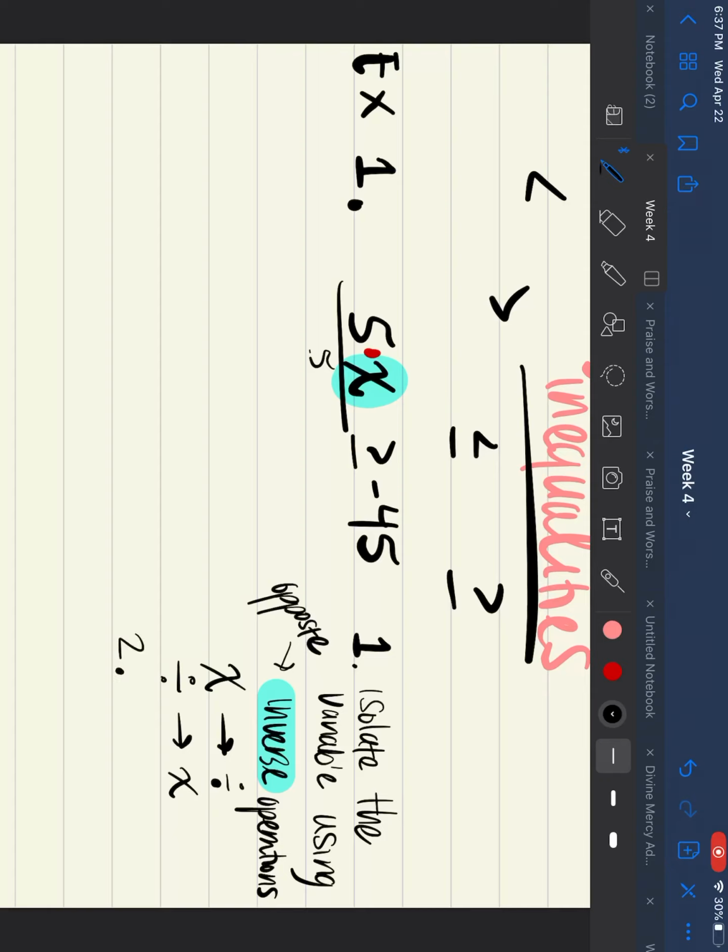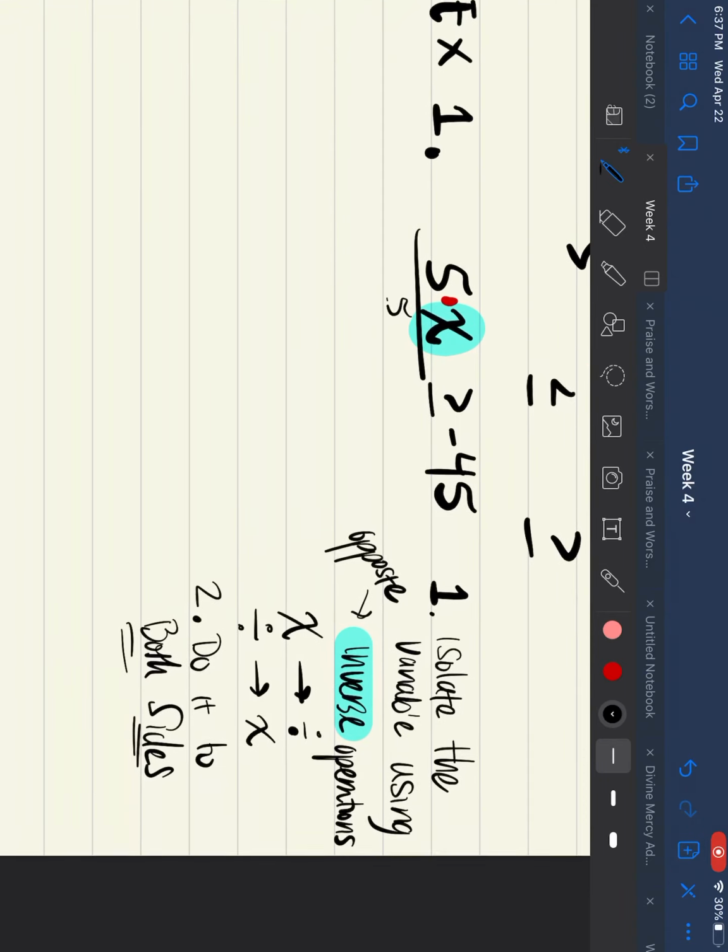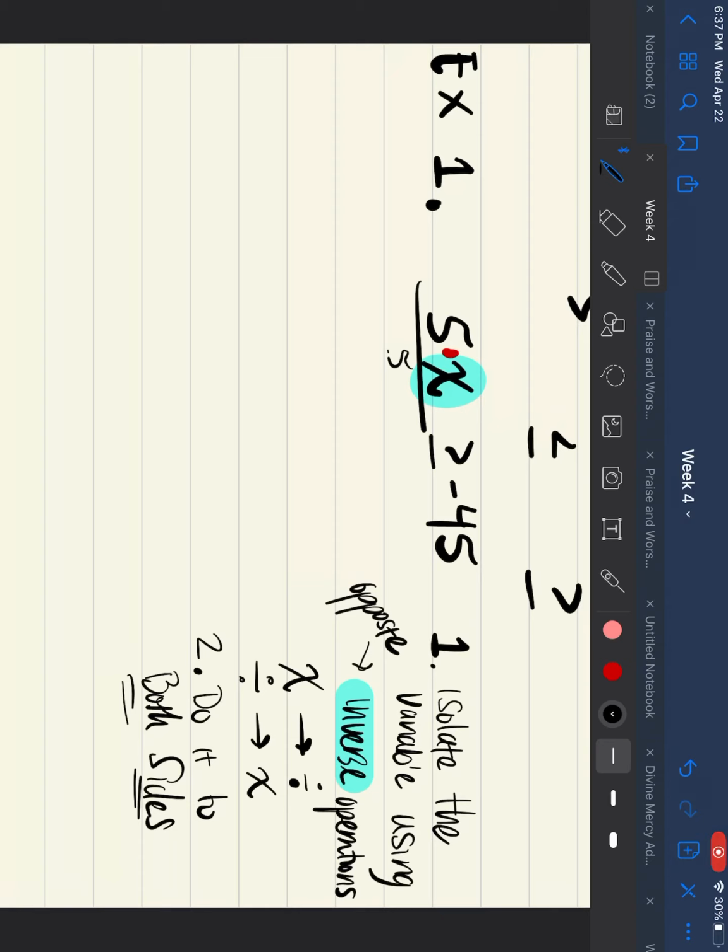So now I'm going to divide both sides by 5. Well, that would be the second step then. Do it to both sides, right? So I'm dividing by 5. This means that 5x divided by 5 will leave me here with a 1. And then over here I also divide by 5. So now here I'm left with 1 times x, which is greater than or equal to, what's negative 45 divided by 5?